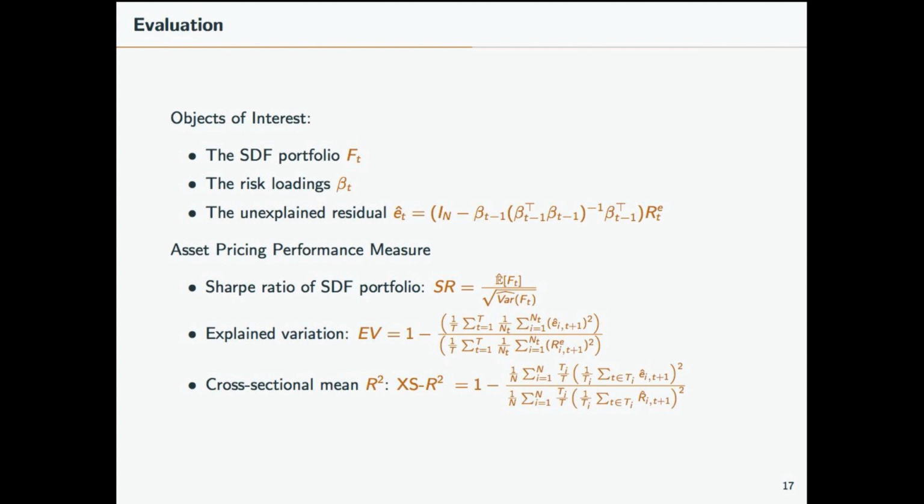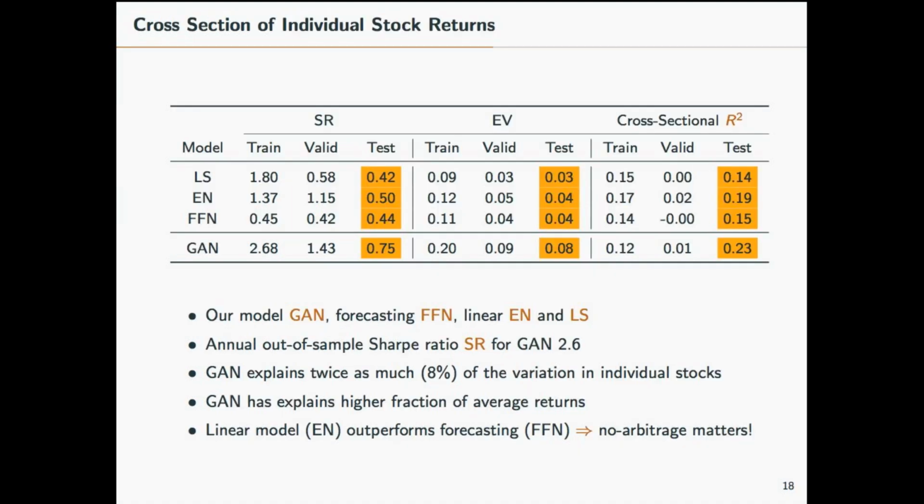Then we look at the out-of-sample Sharpe ratio. We look at the amount of unexplained variation. So we just square all these residuals and average over time and the cross-section. Or we average the residuals first over time, which gives us an alpha, and then we look at the cross-sectional R squared. So very standard benchmarks.